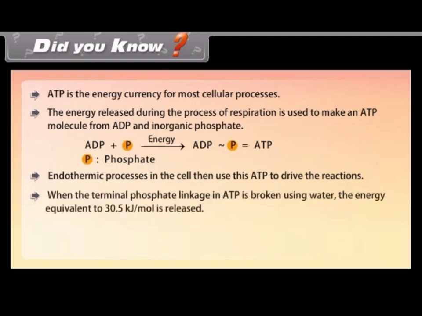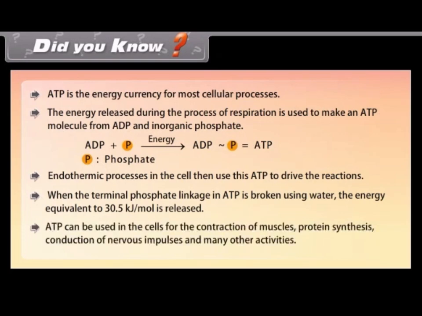When the terminal phosphate linkage in ATP is broken using water, the energy equivalent to 30.5 kJ per mol is released. ATP can be used in the cells for the contraction of muscles, protein synthesis, conduction of nervous impulses, and many other activities.